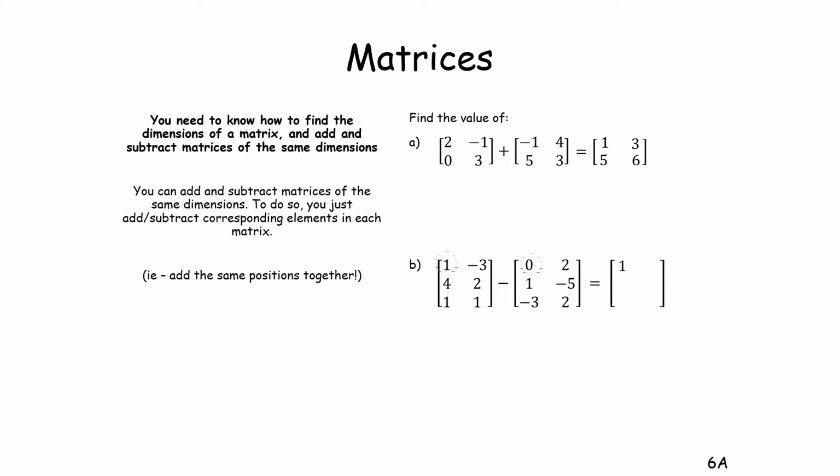Okay, so if we look at the first one, we've got 1, -5 on the first row, on the second row 3, 7, and on the third row 4 and -1.